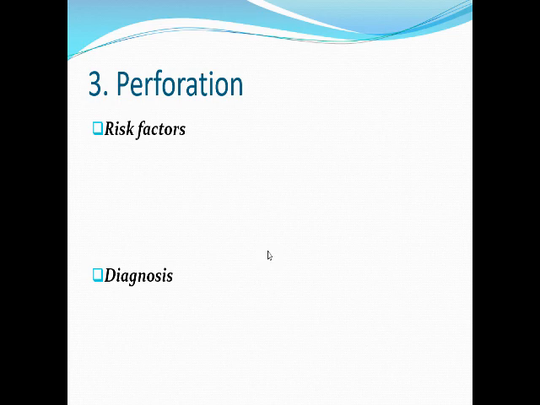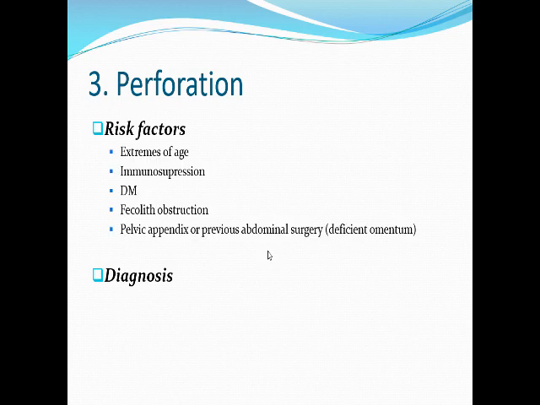Okay, does perforation occur early or late? I told you, if there is a battle, if the organism succeeds in the battle, perforation occurs very early. So perforation occurs after 24 hours. It occurs in which type of patient? These are the vulnerable patients: extremes of age, immunosuppression, diabetes mellitus, obstructed appendix with fecalith, or pelvic appendix because of the deficient omentum.